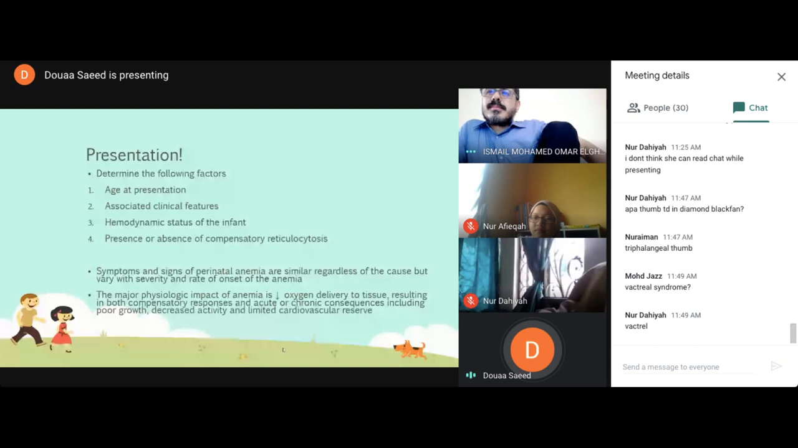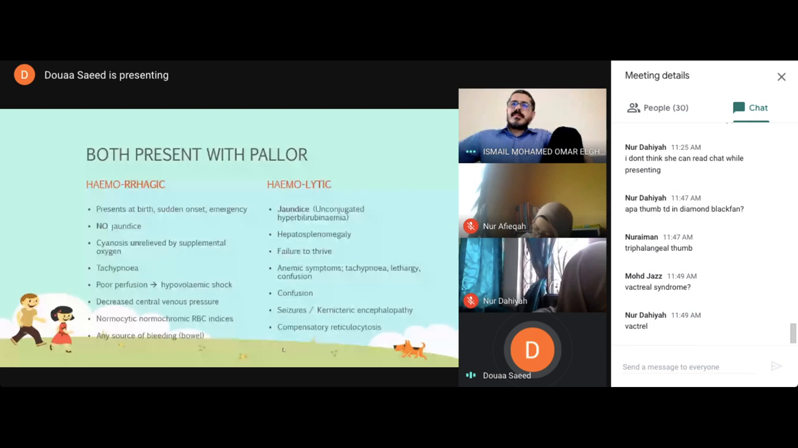So we'll go on to each type of anemia, hemorrhagic and hemolytic. Comparing the first two, both of them will present with pallor. Hemorrhagic presents at birth. It can be a sudden onset anemia. There is no jaundice. In hemolytic, there will be jaundice because of the unconjugated hyperbilirubinemia. In hemorrhagic, there can be cyanosis that is unrelieved by supplemental oxygen. There can be poor perfusion or signs of hypovolemia. There can be decreased central venous pressure, and normocytic, normochromic RBCs. You will have to look for any other sources of bleeding, such as the bowel.